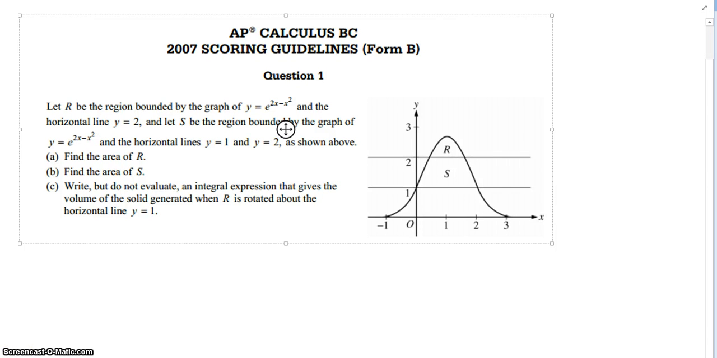Alright, this is 2007 Form B problem number 1, and you are allowed to use your calculator on this.